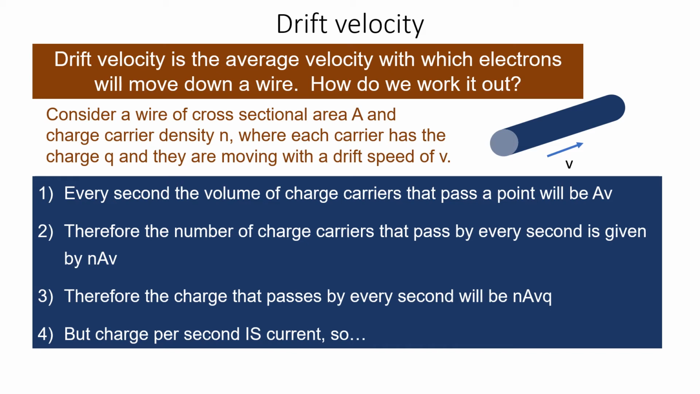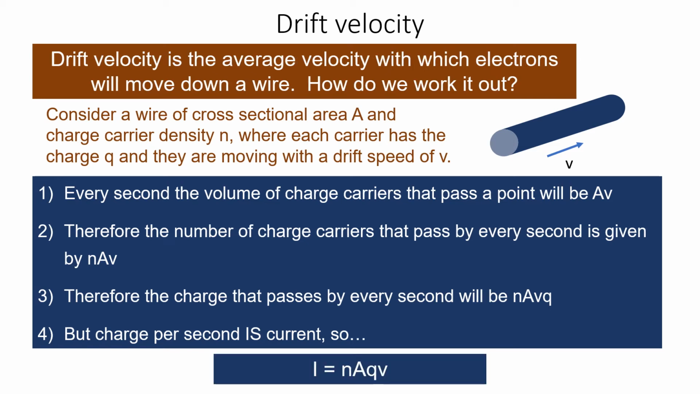3. Therefore, the charge that passes by every second will be equal to nAvq. So we've got the number of charge carriers from part 2. Part 3, just multiply that by the charge q on each electron, and that gives us the charge that passes by every second. But charge per second is current. So that means we can write this as an equation.